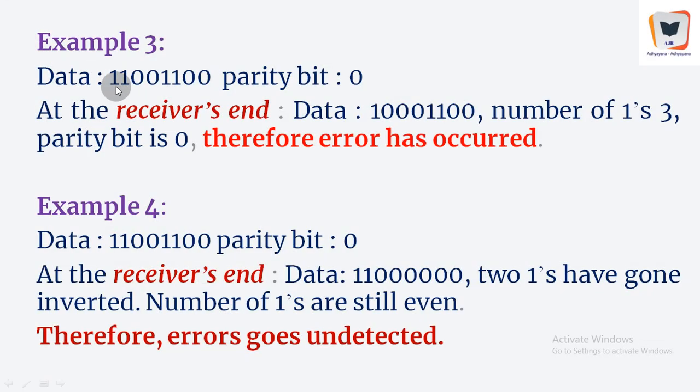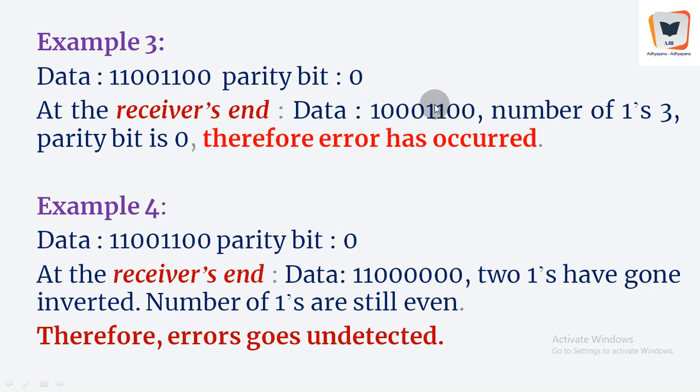Now example 3. Here the data has 1, 2, 3, 4 ones, and the parity bit is 0. At the receiver side, the number of ones is 3, and the parity bit is 0, therefore an error has occurred. The parity bit is 0 here, but when it goes to the receiving end, one of the ones becomes 0 for some reason, due to the occurrence of an error.